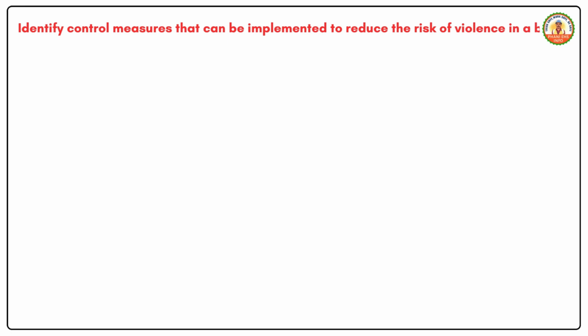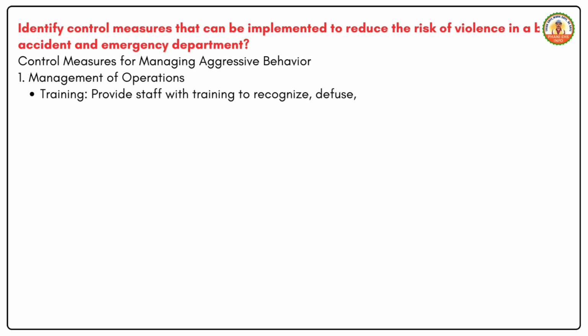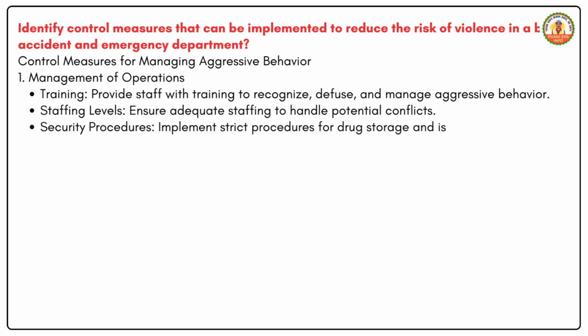Identify control measures that can be implemented to reduce the risk of violence in a busy accident and emergency department. Control measures for managing aggressive behavior. Management of operations. Training. Provide staff with training to recognize, diffuse, and manage aggressive behavior. Staffing levels. Ensure adequate staffing to handle potential conflicts. Security procedures. Implement strict procedures for drug storage and issuance. Security staff. Deploy security personnel to deter known offenders.